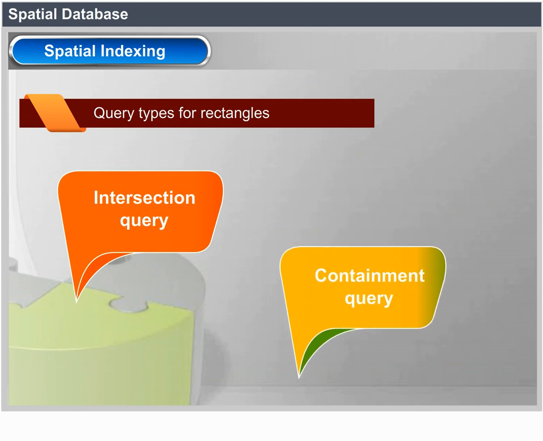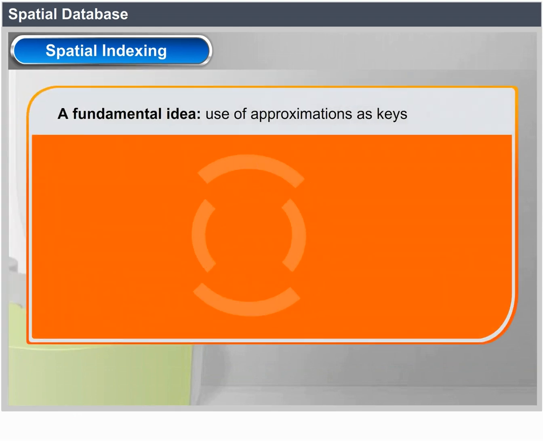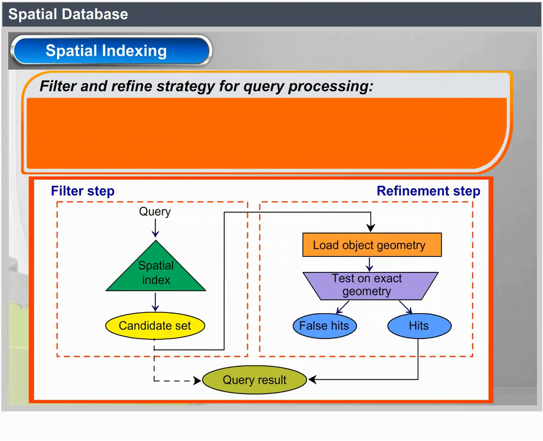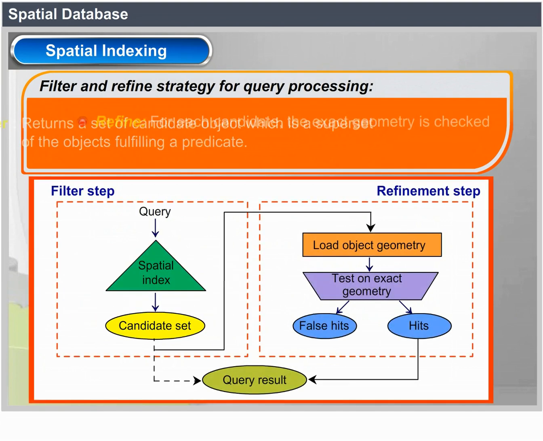A fundamental idea: use of approximations as keys. Continuous, for example, bounding box. Grid, a geometric entity as a set of cells. Filter and refine strategy for query processing. Filter returns a set of candidate objects which is a superset of the objects fulfilling a predicate. Refine, for each candidate the exact geometry is checked.